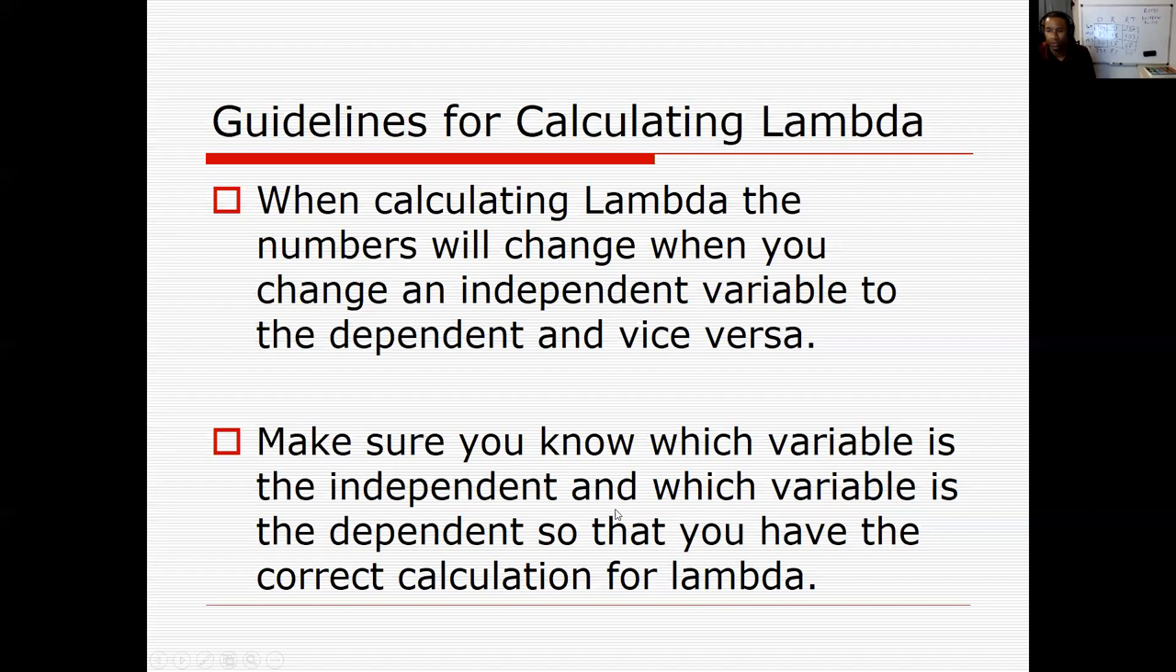Let's just talk about some other theoretical stuff about lambda. Like I said, when you're calculating lambda, the numbers change depending on which one you specify as the independent variable and which one you specify as the dependent variable, because as I stated already, lambda is asymmetrical. So you need to make sure that when you're calculating lambda, you specify that the independent variable is in the column and the dependent variable is in the row, okay? You're probably going to be tested on this, so I would suggest you memorize that lambda is asymmetrical.